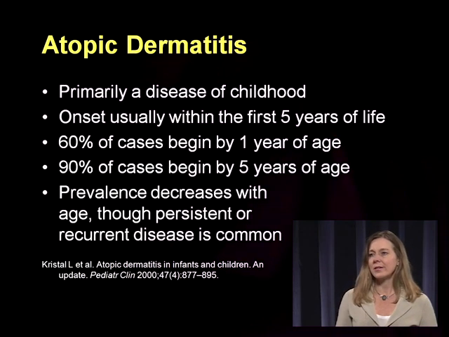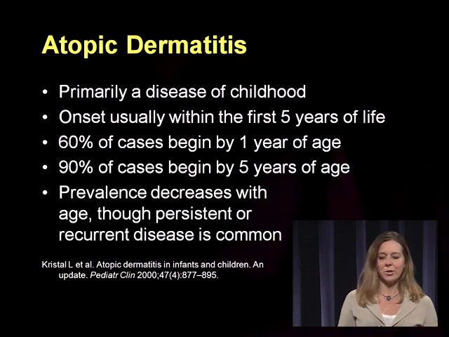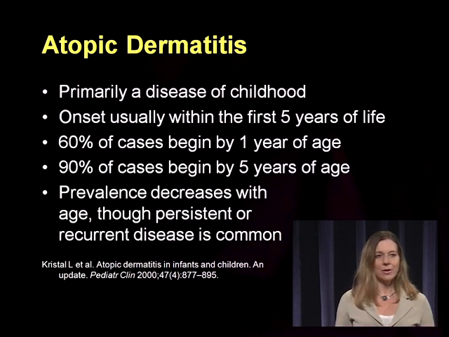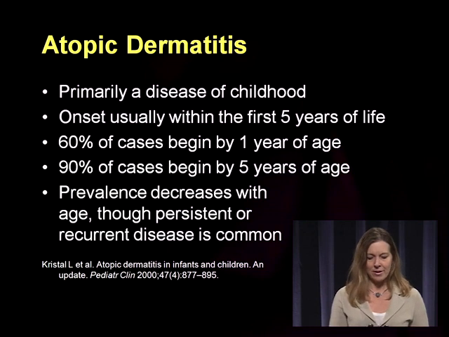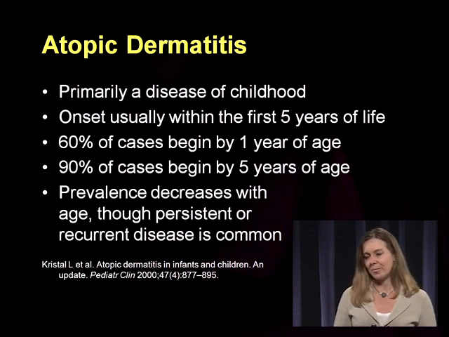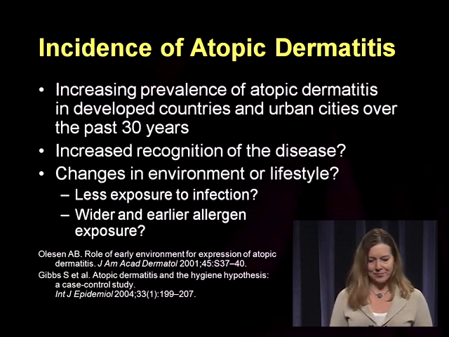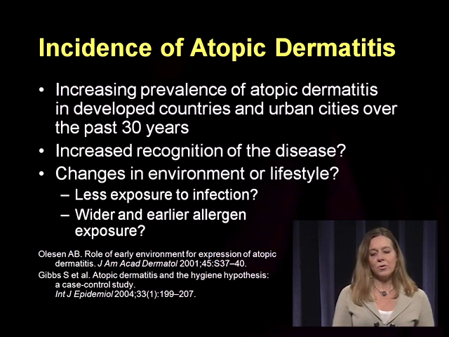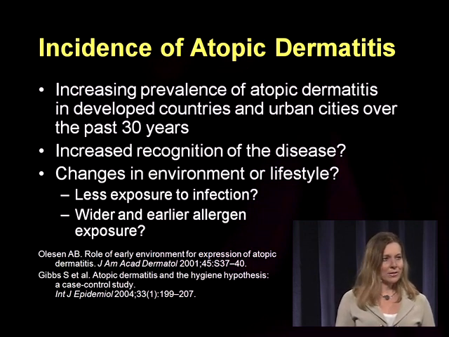This is primarily a disease of childhood. The vast majority of children will present with atopic dermatitis in the first 5 years of age, about 90%. And more than half of the children that have atopic dermatitis will actually present in their first year of life. However, fortunately, the prevalence of this condition decreases through age, and many children will spontaneously resolve over time. We don't know why, but there has been an increasing prevalence of this skin disease in developed countries and urban cities over the last 30 years.